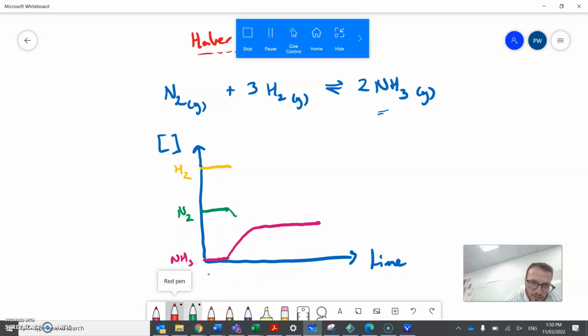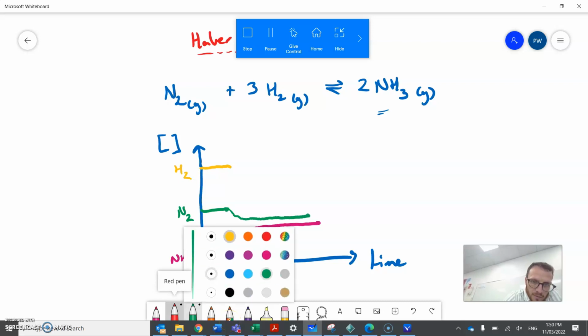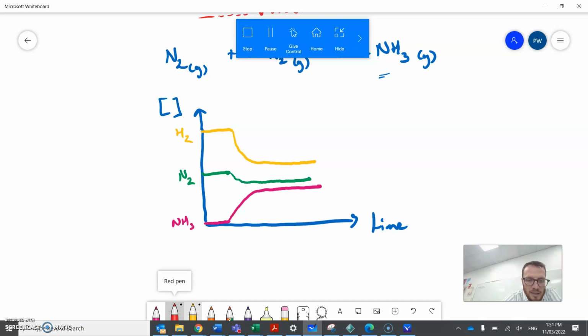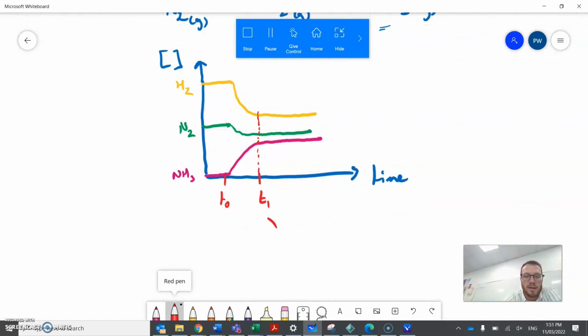Nitrogen will decrease and hydrogen will decrease. So at this point here, let's just call this T0, which is the point at which they're allowed to react. And sometime later, we notice that the amounts of them plateau out. So at this point, it says that the reaction has reached equilibrium.